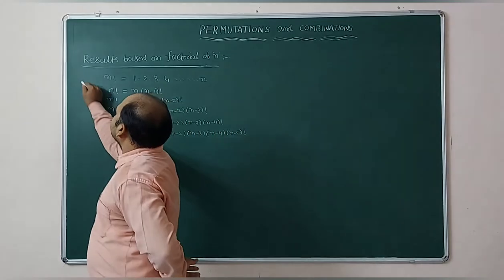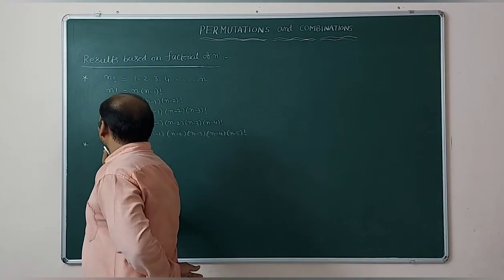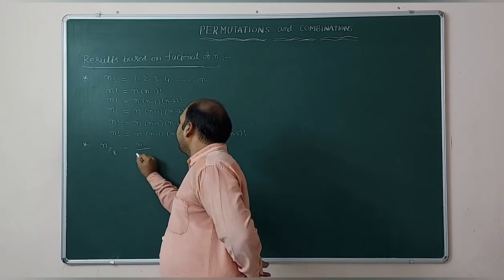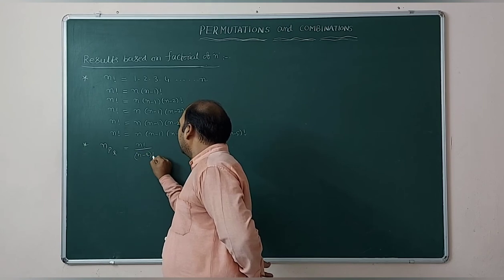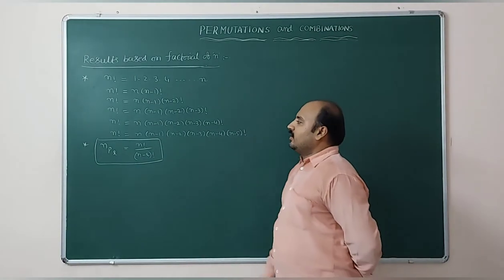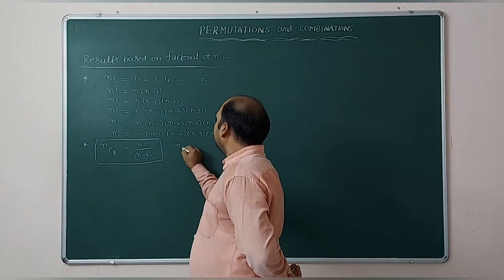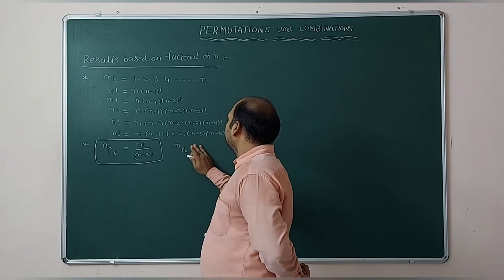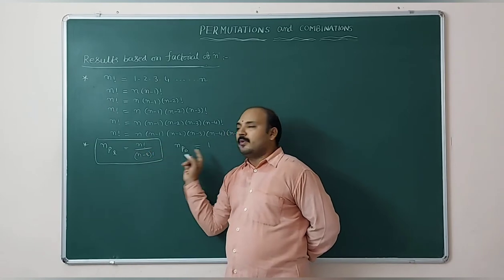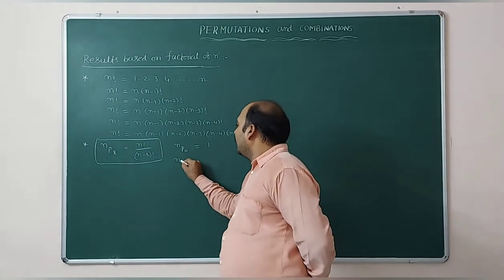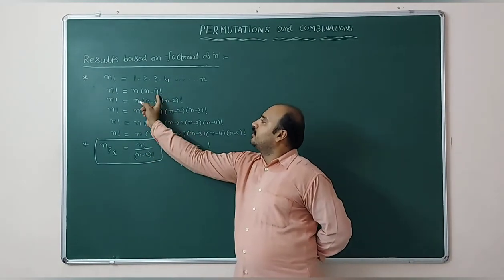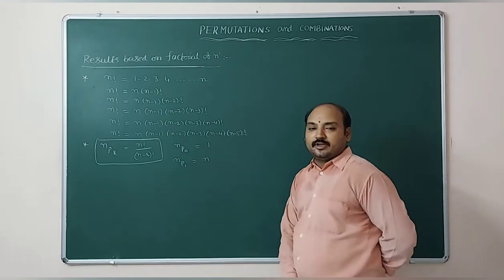After that, we have the nPr definition: n factorial by n minus r factorial. And from here we get the results. nP0 is equal to 1: r is equal to 0, and if you substitute, n factorial by n factorial, that value is 1. nP1 is n factorial by n minus 1 factorial. So n factorial can be written as n into n minus 1 factorial, and it will become n.